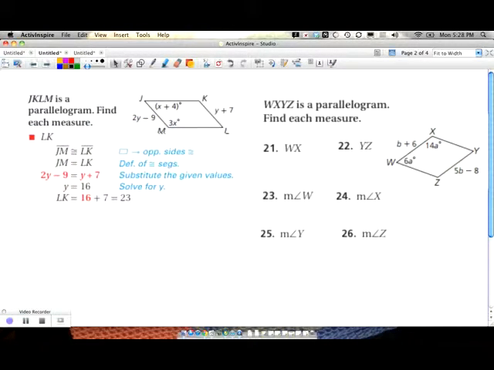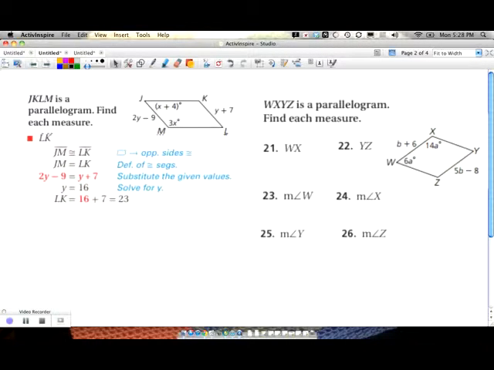If I were to try and find LK, which would be this side, which is y plus 7, I notice that that's opposite JM, and JM and LK are the same things. So if we know that segments are congruent, then we can make them equal to each other. So then I can substitute in here 2y minus 9 and y plus 7. The JM is 2y minus 9, the y plus 7 is the LK.